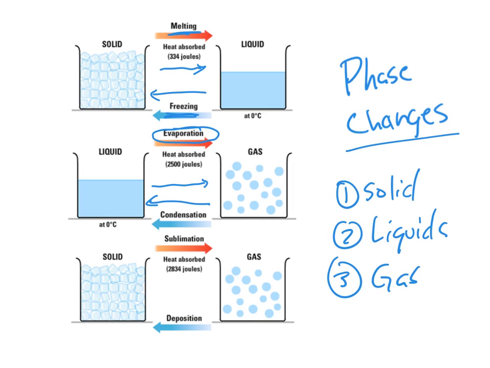Now we also have two other really interesting properties. These are going to be important when we're talking about precipitation, but we can have what we call sublimation.